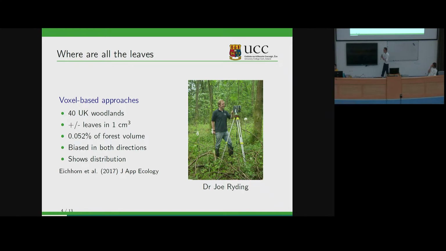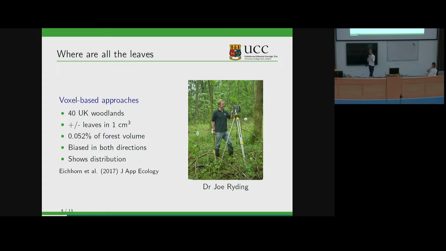This paper here was published a few years ago, and I'm actually taking out a detail that wasn't part of the paper itself, but just to give you an indication. We scanned 40 woodlands across the UK, mostly oak, ash-dominated woodlands, and this was using a Faro. You can see there, that's our old PhD student Joe Riding doing the work, and we broke the point clouds down into 1 centimetre cubes, so voxel size was 1 centimetre. If you're not familiar with this type of processing, then really what we're doing is turning our point cloud into something that looks like Minecraft.